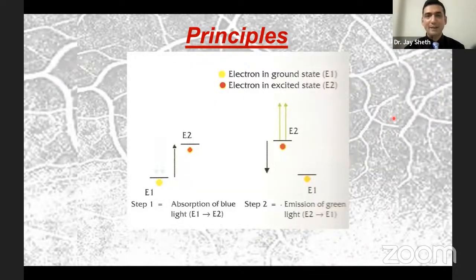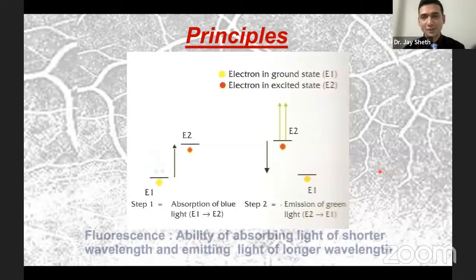Then we go on to the principles of fluorescein angiography. What exactly happens when we do an angiography test? And what is a fluorescein? Any atom has multiple electrons. E1 represents the electron at the ground level. When it is stimulated by a blue light, it goes to the higher order state, that is E2. When it comes back from E2 to E1, it emits green light. This green light is absorbed by the filters of the machine, and that is what we see as fluorescein angiography in these patients.